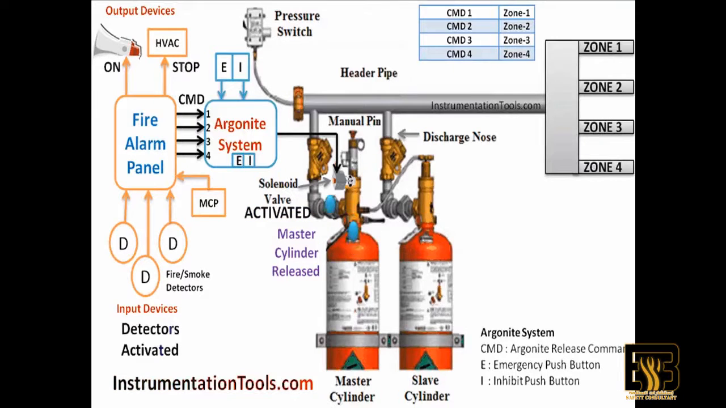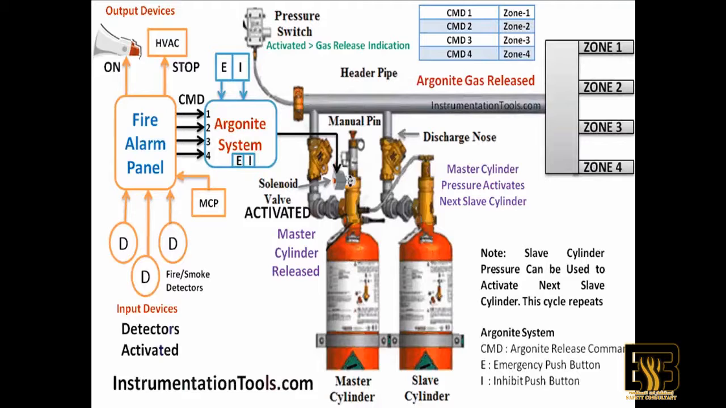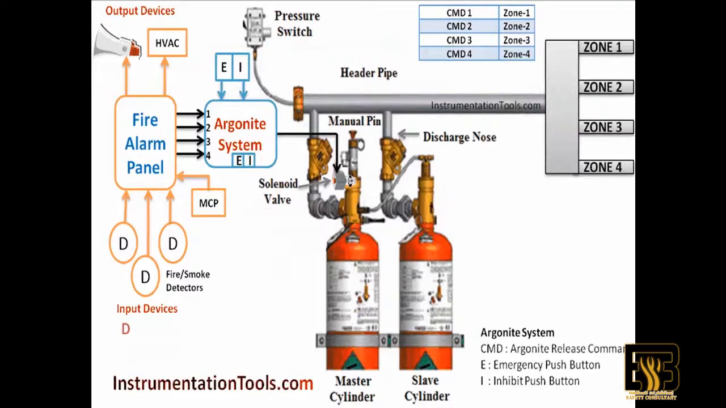Emergency push buttons are also installed nearer to the Argonite system or respective zones. We can activate the Argonite system by using these push buttons also. Emergency push buttons are provided on the Argonite panel also, as shown in the animation. Pressure switches are installed in the main discharge line or specific zones also. Argonite gas release indication will be taken from these pressure switches.